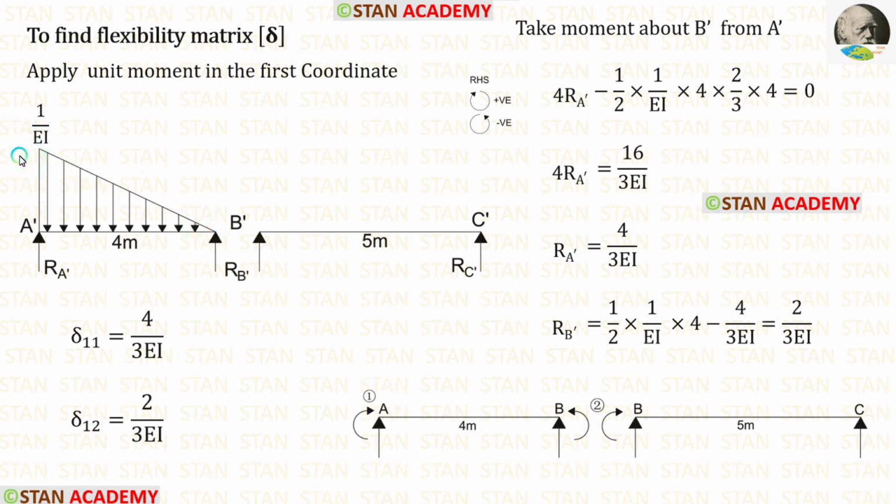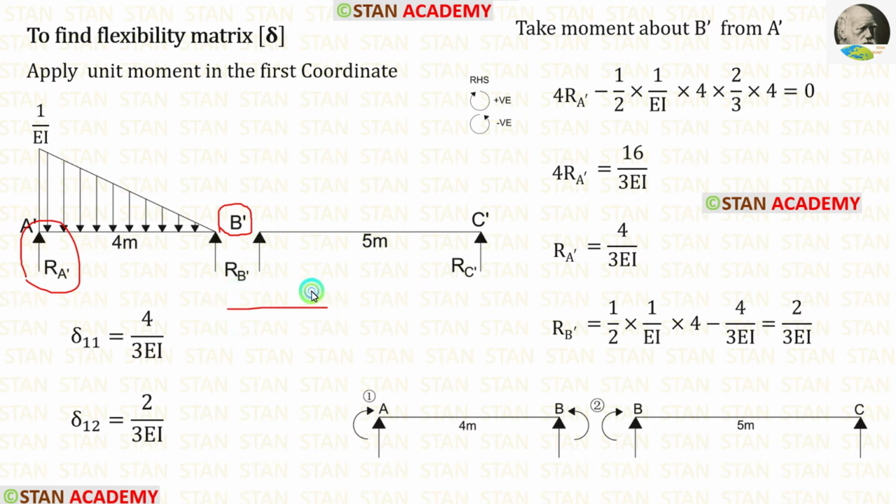We know that in the conjugate beam, we have to divide the moment by EI. Here the moment is 1, so we are dividing the moment by EI. Here for delta 11, we have to calculate RA dash. For delta 12, we have to calculate RB dash. First, I am going to calculate RA dash. For that, I am going to take moment about B dash.